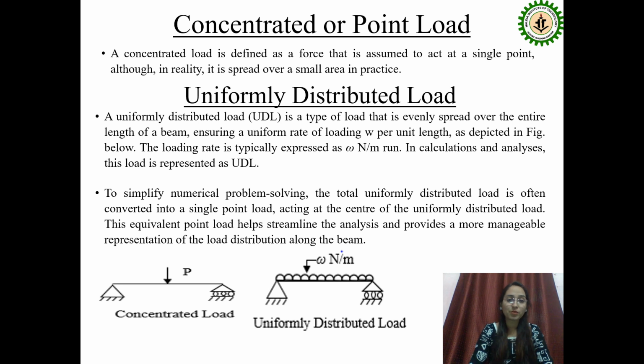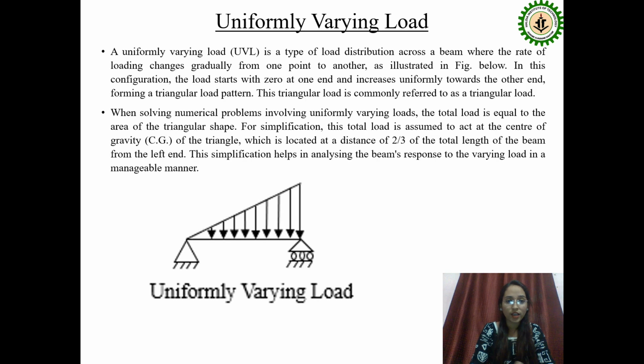The next analysis steps we will learn some other day. Now let us proceed to the next type of load, that is uniformly varying load. A uniformly varying load, generally known as UVL, is the type of load distribution across a beam where the rate of loading changes gradually from one point to another, as illustrated in the figure below. In this configuration, the load starts with 0 at one end and increases uniformly towards the other end, forming a triangle load pattern.